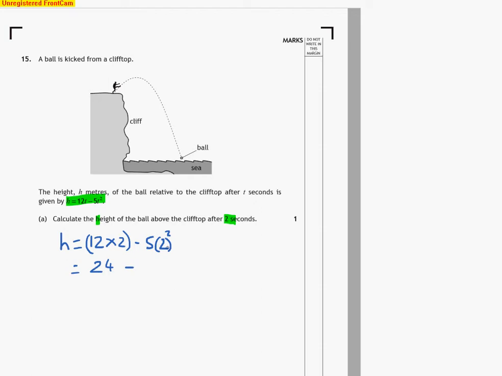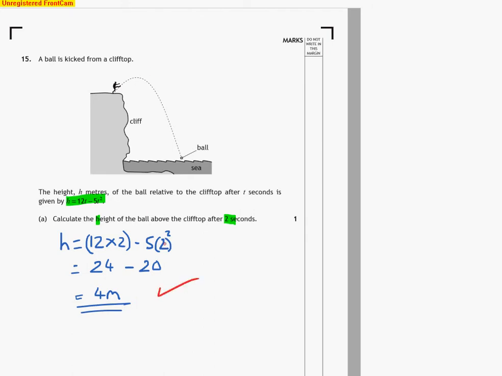This is the only part I suppose you could maybe struggle with. Remember BIDMAS, BODMAS, whatever, you want to do your index, the squared term, first. So 2 squared is 4, times 5, it's going to give you 20. So 24 take away 20 is going to give you 4 meters. So that should be 1 mark for doing that.